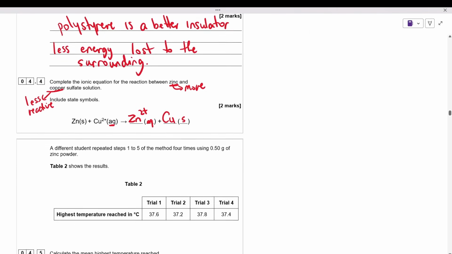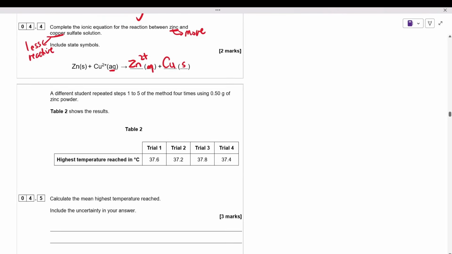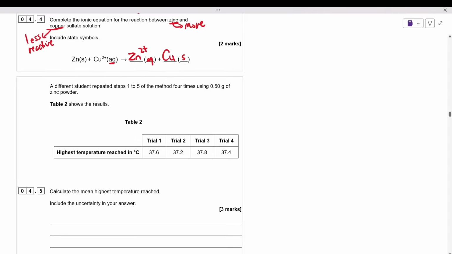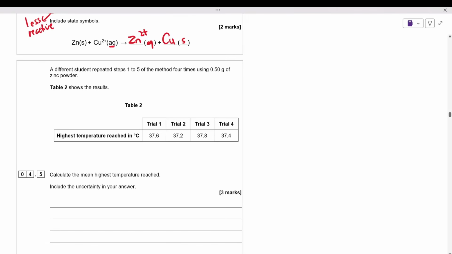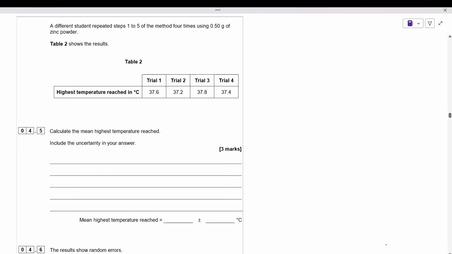Right. So for the next bit, we have a different student who repeated steps 1 to 5 of the method 4 times using 0.5 gram of zinc powder. And the results are shown in this table. So we have the highest temperature reached based on 4 different trials. It says we should calculate the mean of the highest temperature reached, and we're going to include uncertainty in our answers.